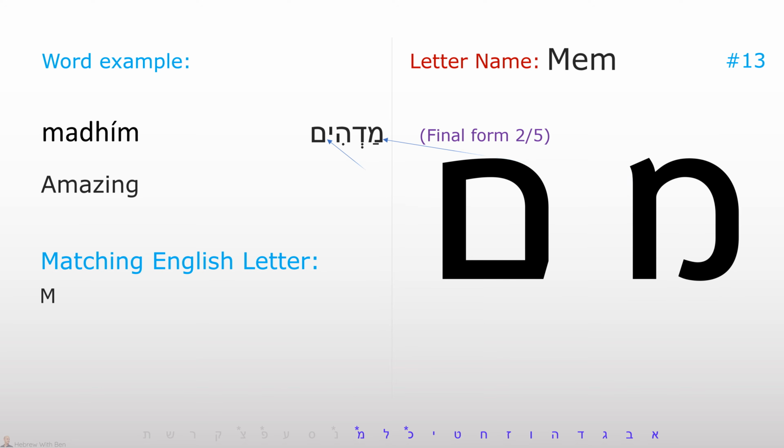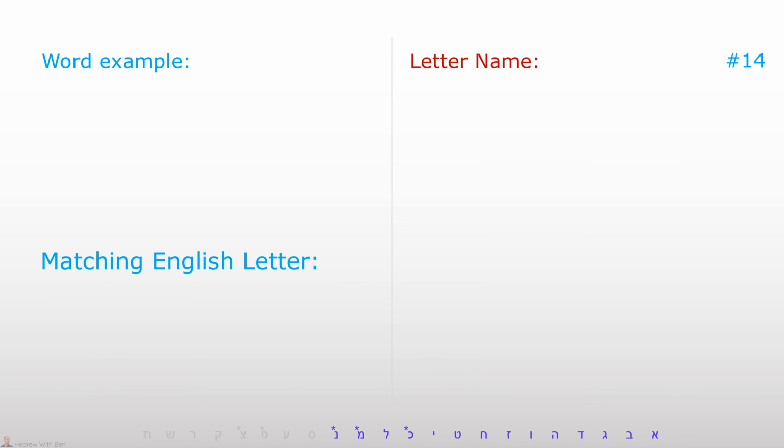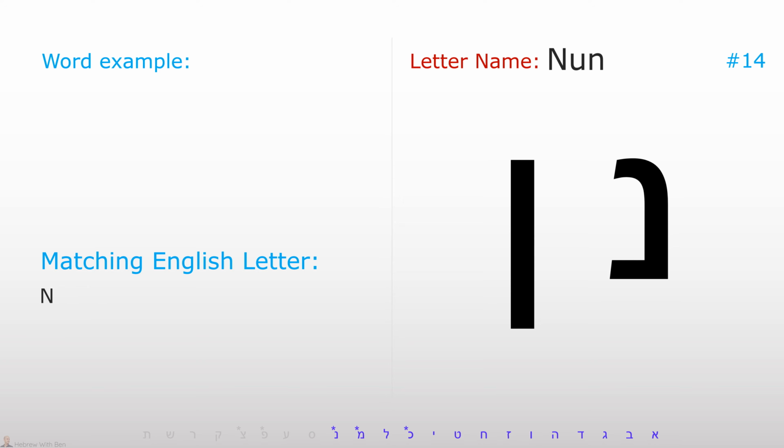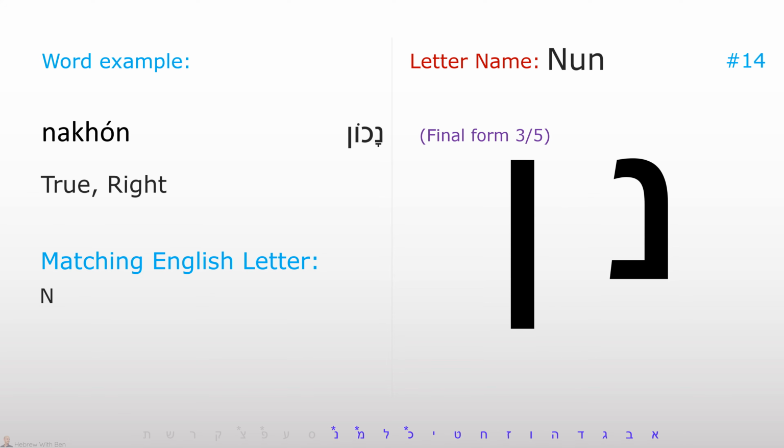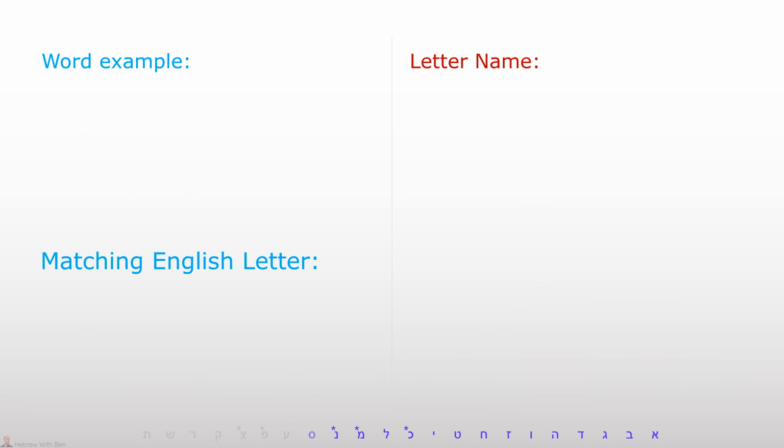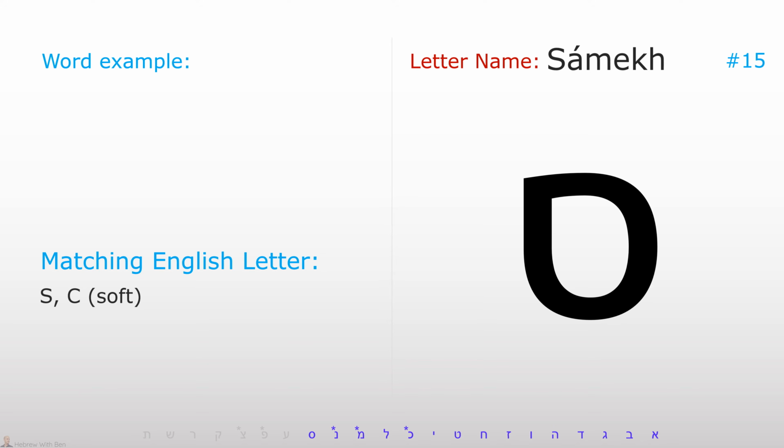Next is the letter Nun, also with a final form. It matches the letter N. For example, Nachon. You can see both versions of the letters at the beginning and at the end of the word. Next is the letter Samekh. The letter matches the English letter S or a soft C. A word example is Sapa.